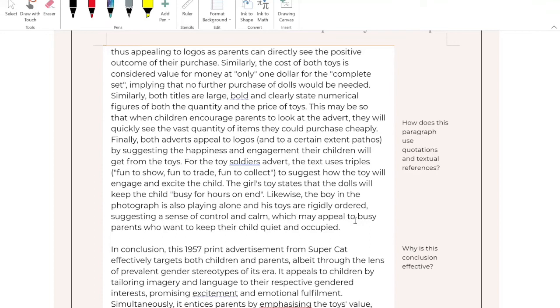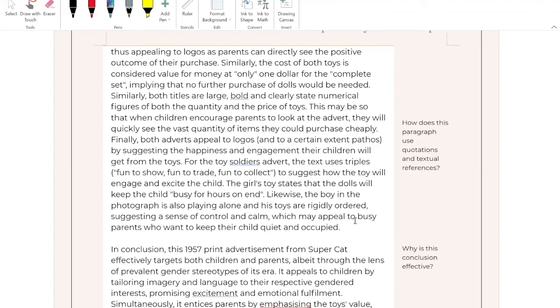Similarly, the cost of both toys is considered value for money at only $1 for the complete set, implying that no further purchase of dolls would be needed. Similarly, both titles are large, bold, and clearly state numerical figures of both quantity and the price of toys. This might be so that when the children encourage parents to look at the advert, they will quickly see the vast quantity of items they could purchase cheaply. Finally, both adverts appeal to logos, and to a certain extent pathos, by suggesting the happiness and engagement their children will get from the toys.